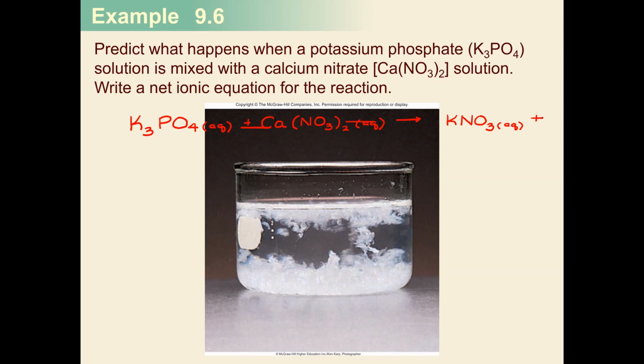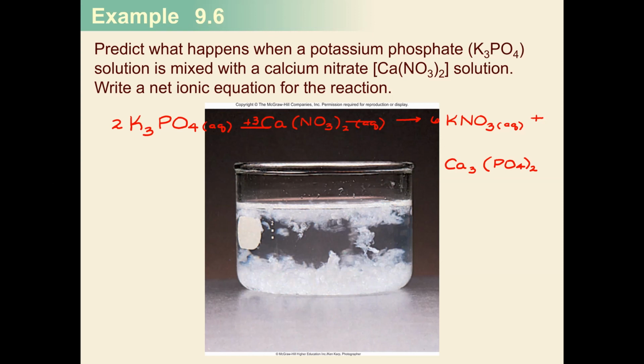Well, my calcium is 2 plus, my phosphate is 3 minus, so what we will end up getting is Ca3(PO4)2. So now you can see that we have to do a little bit of work here to balance our equation. So we will get 3 of my calcium nitrates. I am going to need 2 of my potassium phosphates. That will give me 6 of my potassium nitrates, and I have a balanced chemical equation.